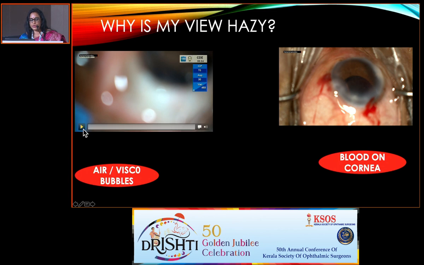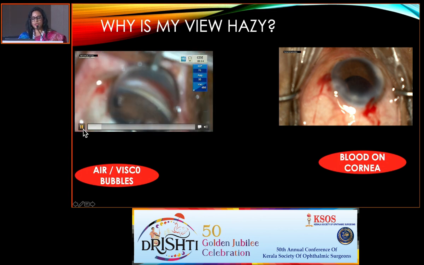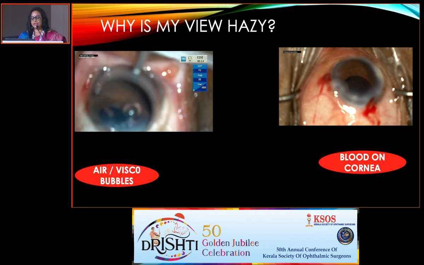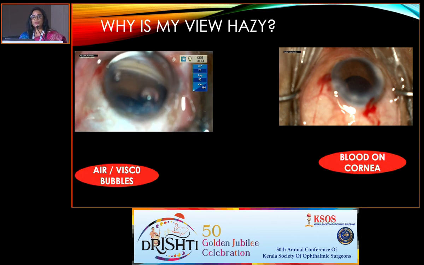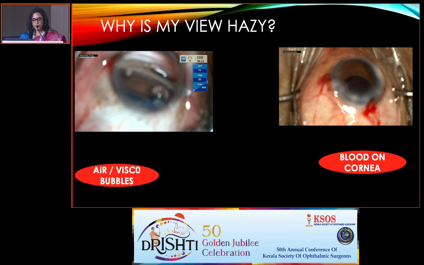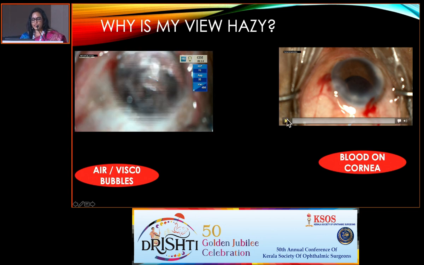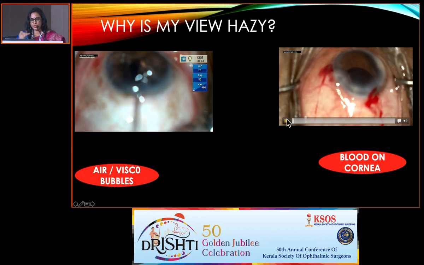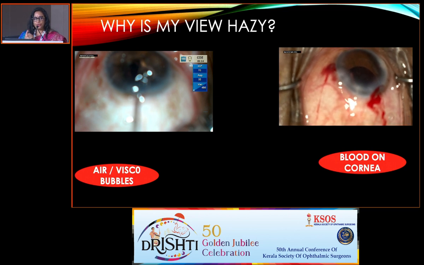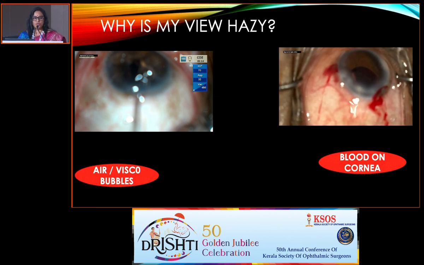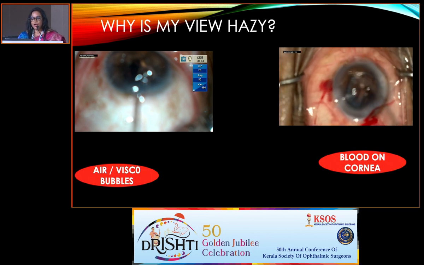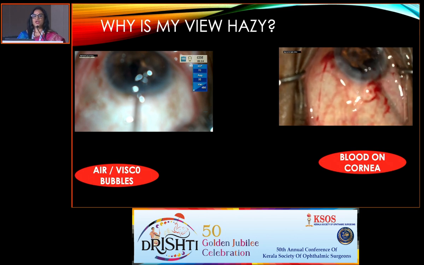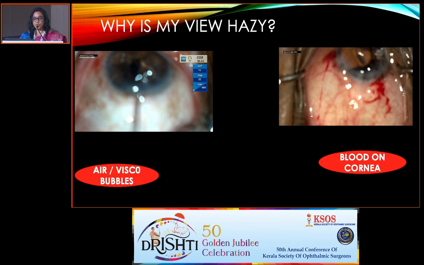The other problems that you encounter are a minimal air bubble under the lens, or an air bubble in the visco which you've used, which can obscure your visualization of the angle. Especially when you're planning a surgery with the gonio procedure, a phaco surgeon should select an incision which is more into the clear cornea so that the blood doesn't come into the view. Mere blood under the lens can obscure the view so that you're not able to see.